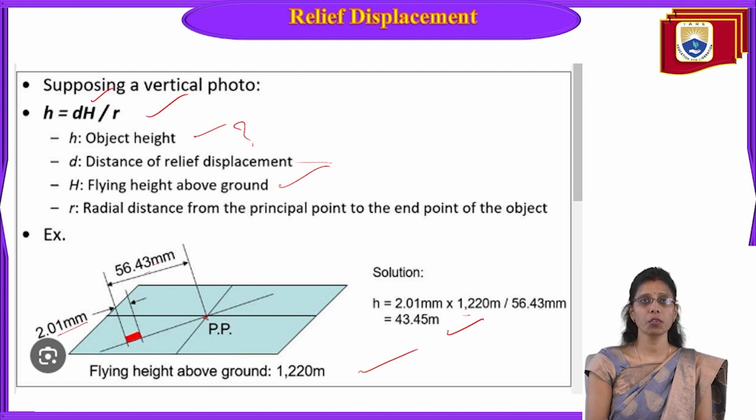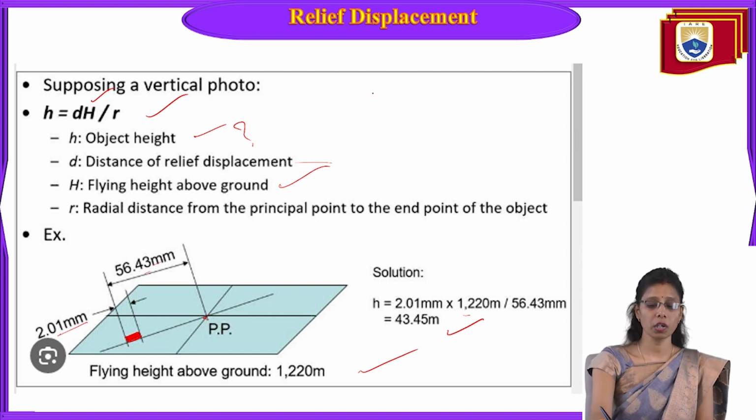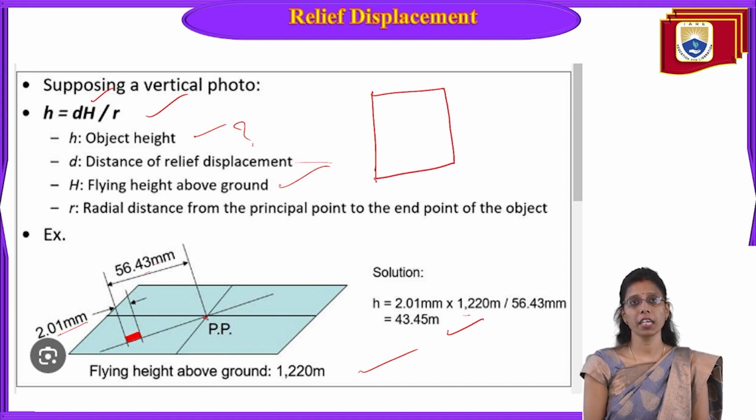So what we have to do is take a scale, measure from the top to the base of the object, and measure the radial distance from the principal point. I hope you remember what a principal point is. Always remember, the principal point is a very important term while measuring aerial photographs.